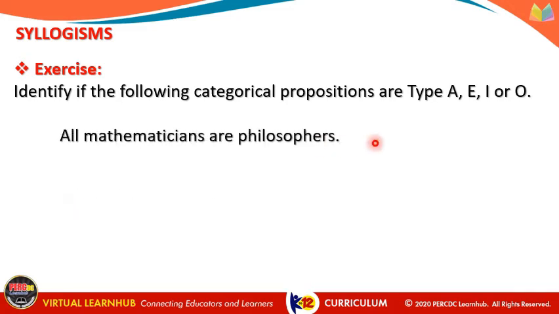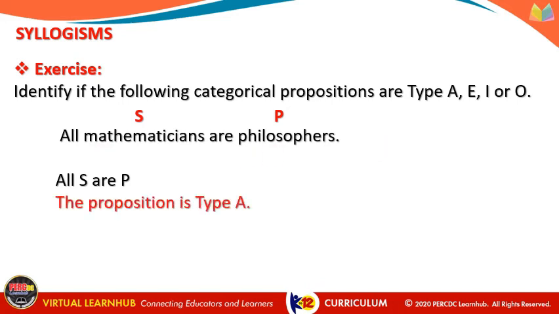Next, all mathematicians are philosophers. The subject is mathematicians. The predicate is philosophers. This follows the form all S are P. Thus, we have a type A proposition.